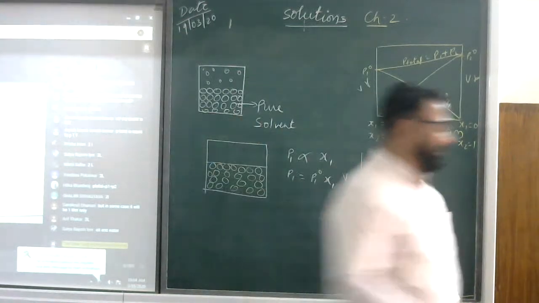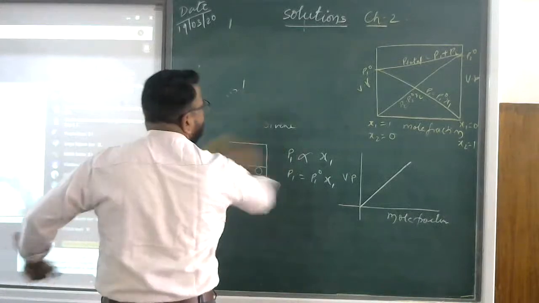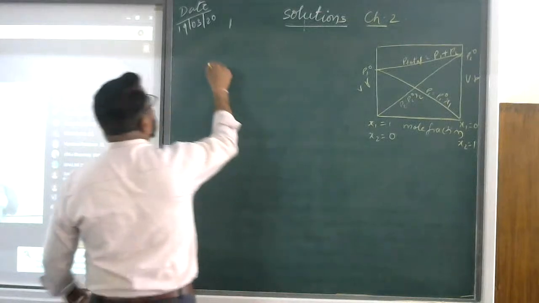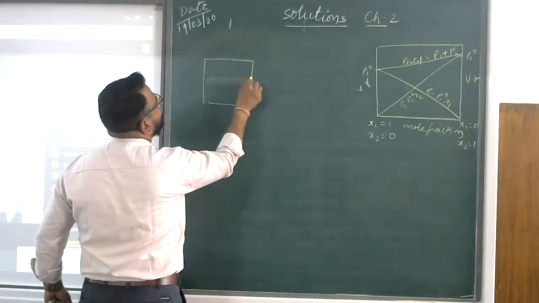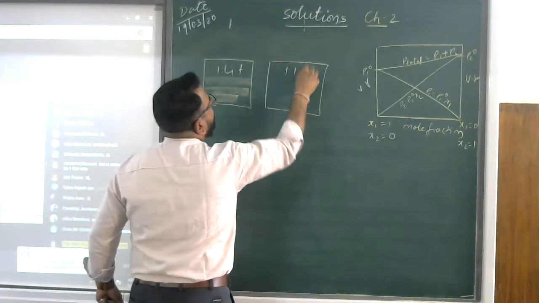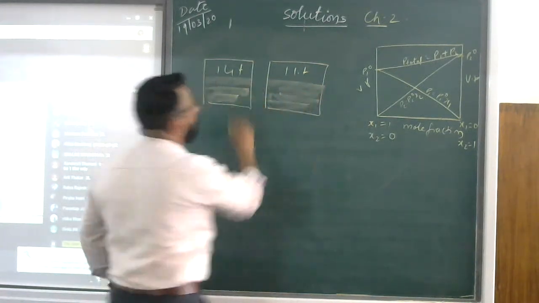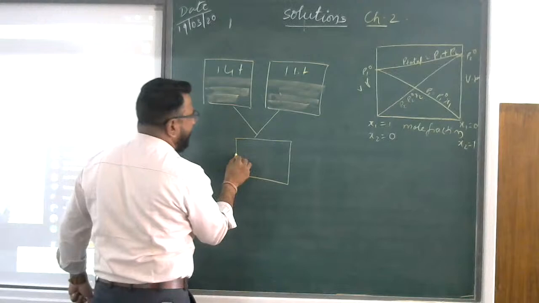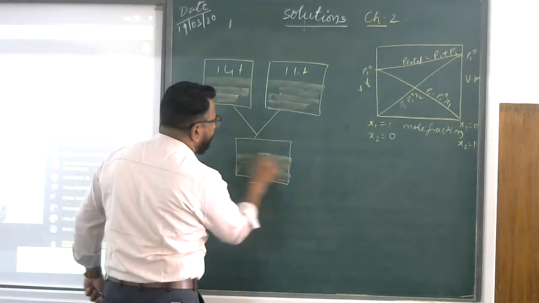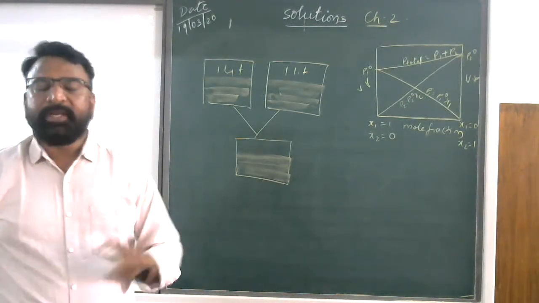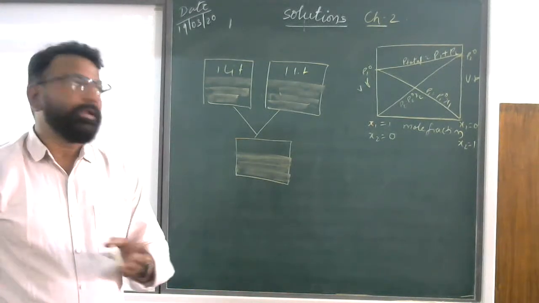Are you getting me? So let's see how it happens. This is container 1, in which the volume of the liquid is 1 liter, and this is the second, which is 1 liter. Now, when we mix them together, the expected volume should be 2 liter. But few of the liquids in chemistry, I have given the example: one is toluene and benzene, and also hexane and heptane. Okay, 2-3 liquids are there.